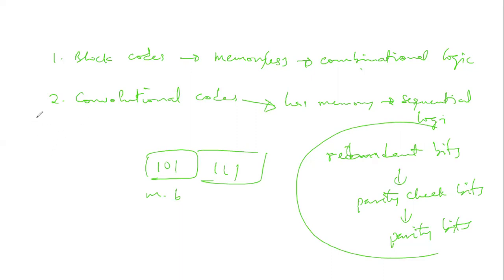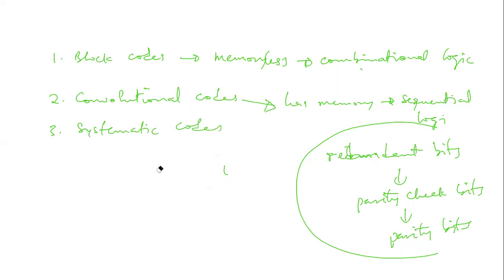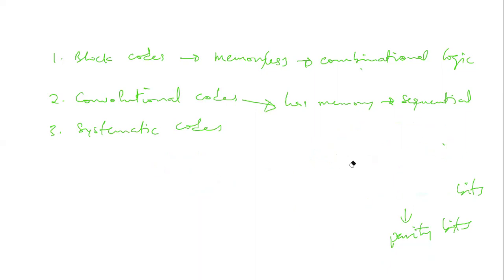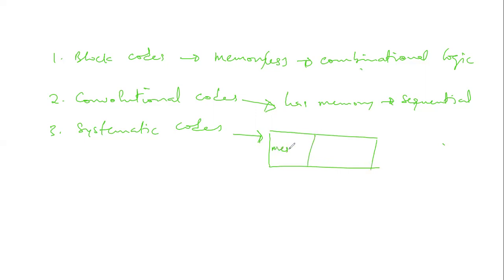Now, another class based on this is systematic codes and non-systematic codes. We'll try to analyze the non-systematic codes from the systematic codes. In systematic codes, you see the message bits, then we have the redundant bits. So in a systematic code, the redundant bits are explicitly added to the message bits. They are not mixed up together. Okay? So there's a clear distinction between the message bits and the redundant bits.